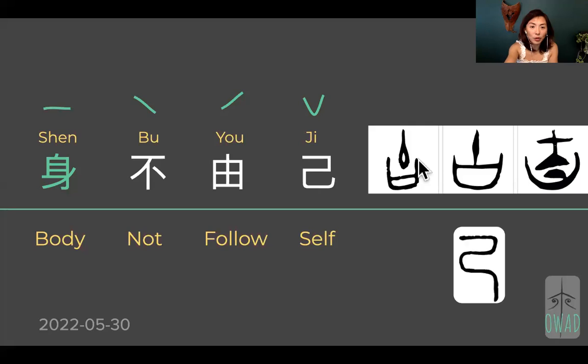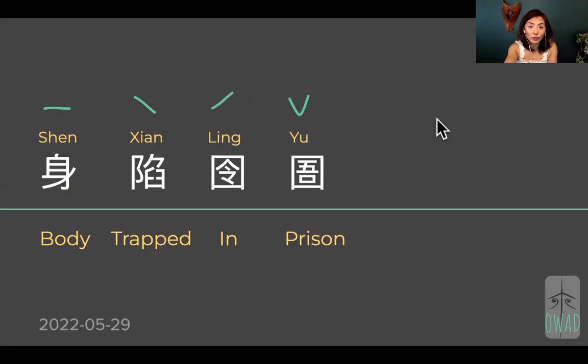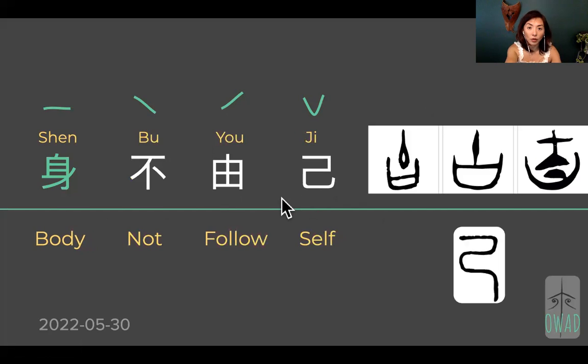And last time we talked about 身陷囹圄, which is your body trapped inside this confining, blocky prison. So that's our ancient expression of prison. We have contemporary prison, which is 监狱. It's another set of characters, another meaning, another source of meaning making. But this is the ancient way of 囹圄. That's the ancient Chinese expression of prison. So today we're going to continue with 身不由己.